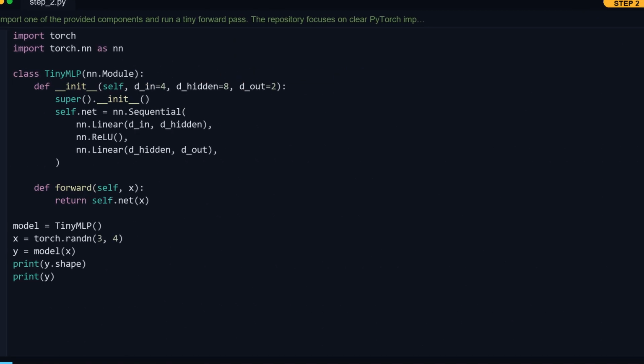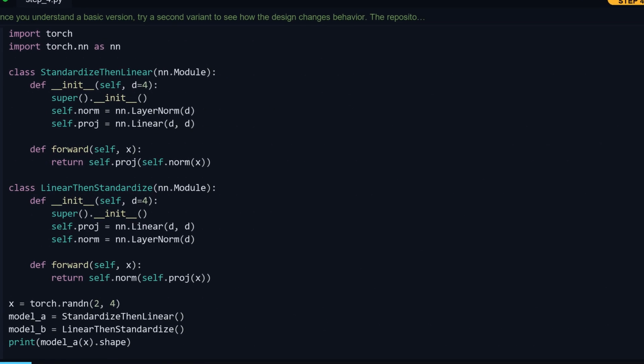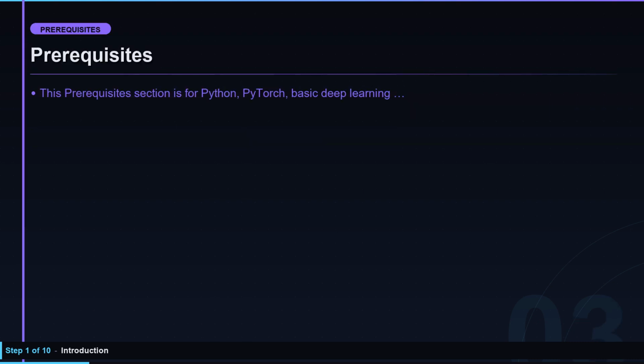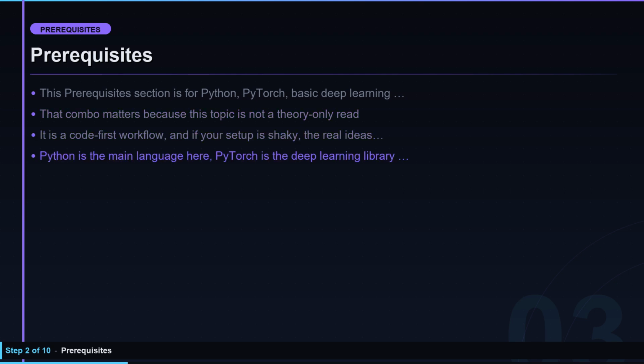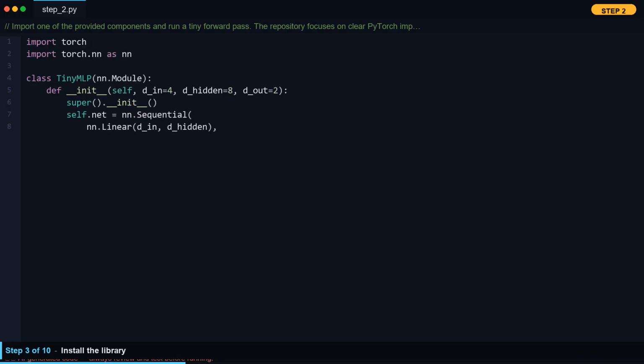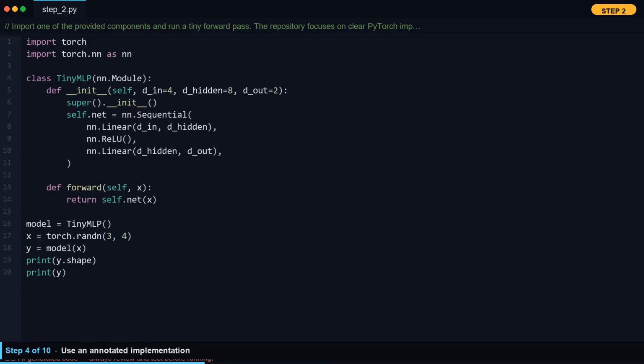PyTorch implementations of important deep learning papers can feel like a cookbook for machine learning, where every recipe shows the finished dish, the cooking steps, and the margin notes that explain why each ingredient matters. This repository gives you more than 60 of those recipes, and each one is small enough to run, read, and understand. That matters because a lot of papers are mathematically correct, but they are hard to turn into working code.